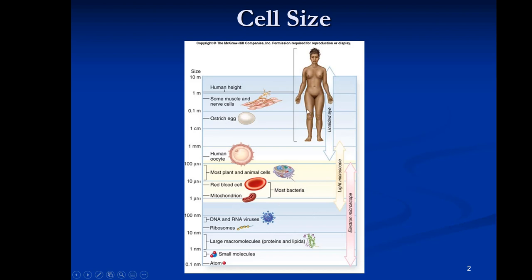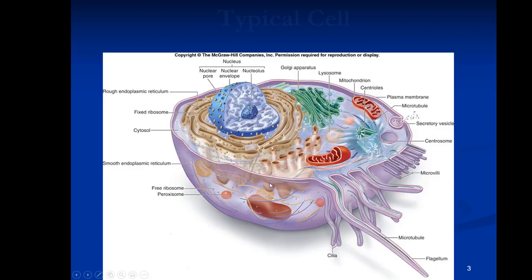If you look at this picture right here, you can kind of see that most cells are going to fall into this size range, which is definitely microscopic. You can see with a light microscope, but there are some cells that are actually bigger and you can see with the unaided eye. Some, like muscle cells and nerve cells, are really, really big. But for the most part, these are things that you cannot see with the naked eye.